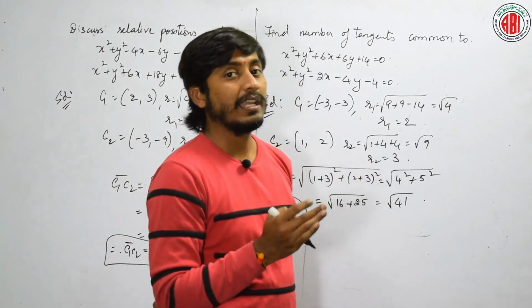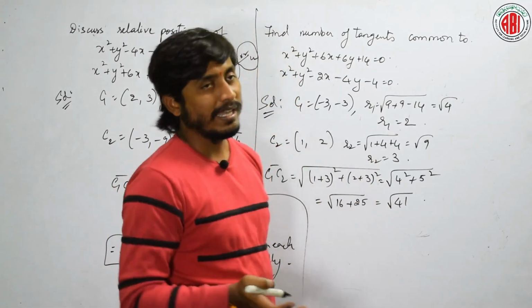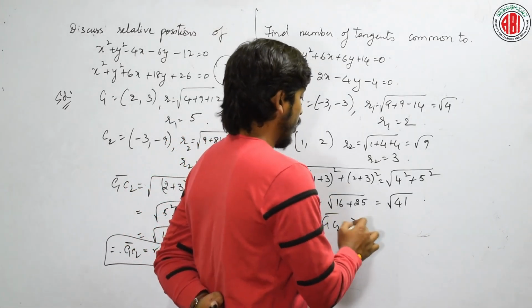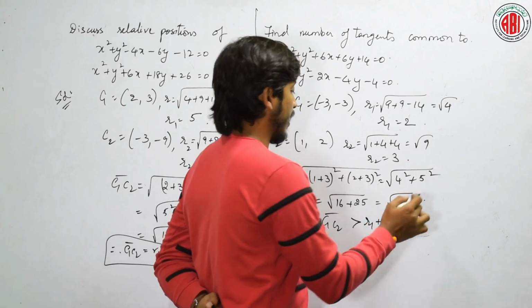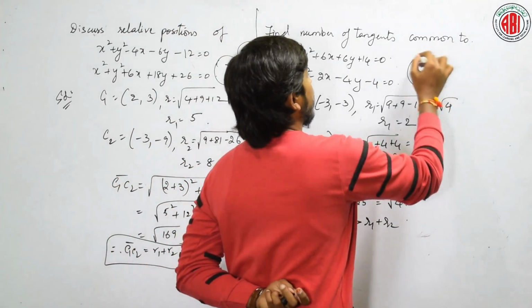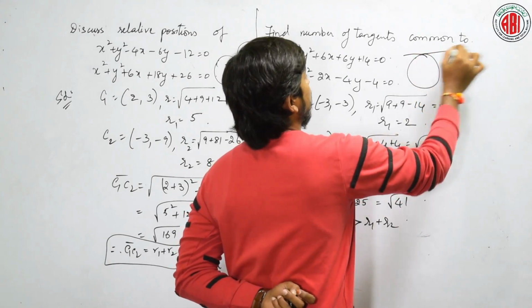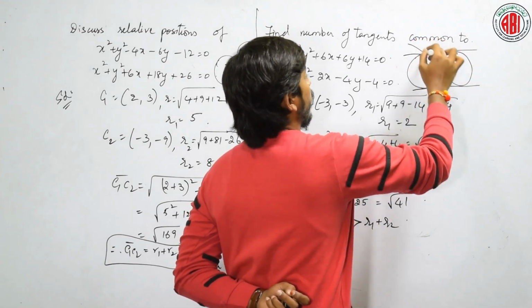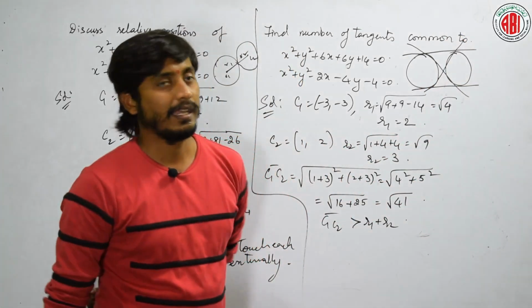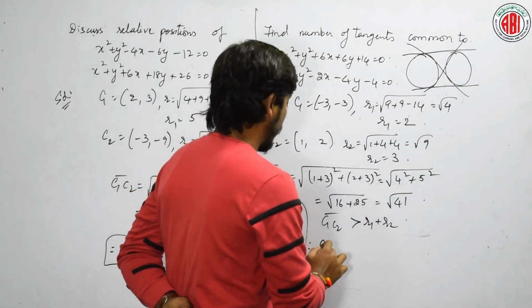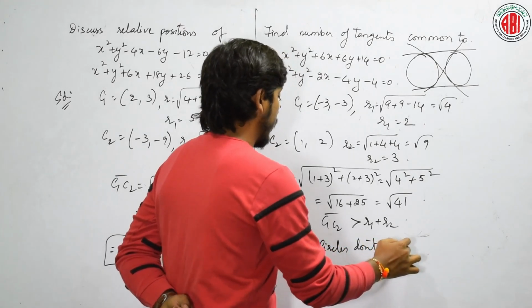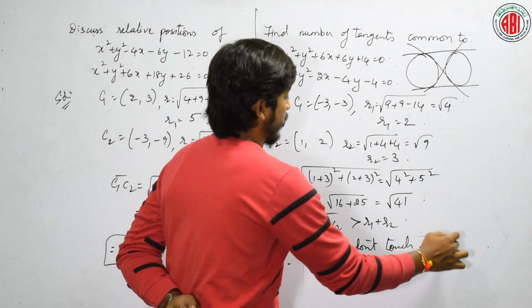So, just tell me, C1C2 is more than R1 plus R2. Then what is the condition? So, we can have this kind of circle. So, we can have 4 common tangents. Clear? So, therefore, the circles do not touch each other.